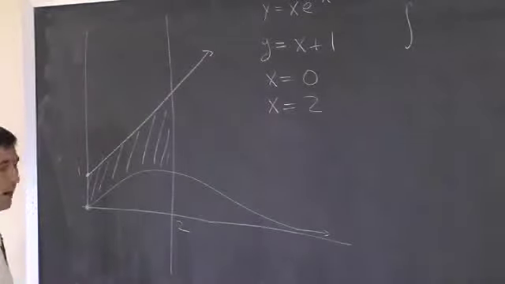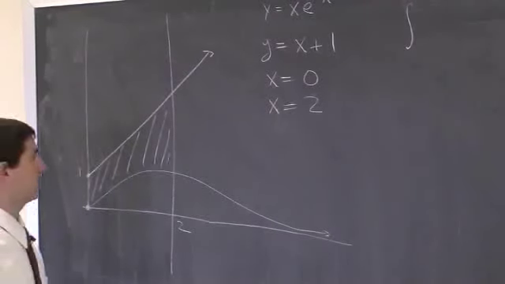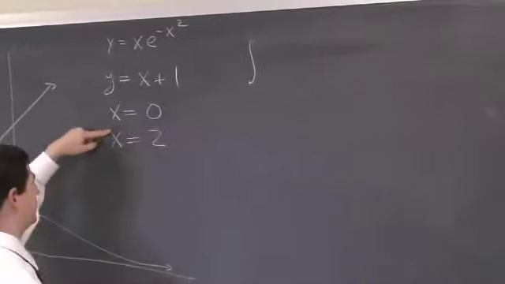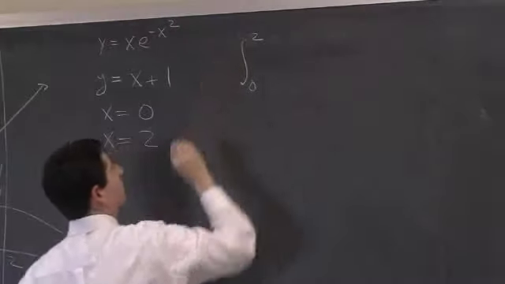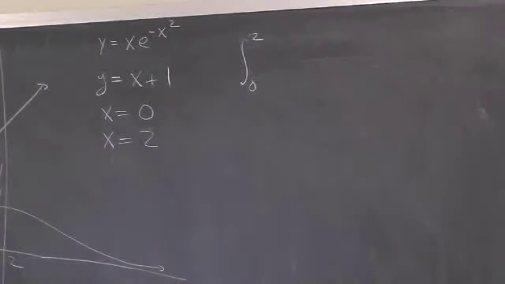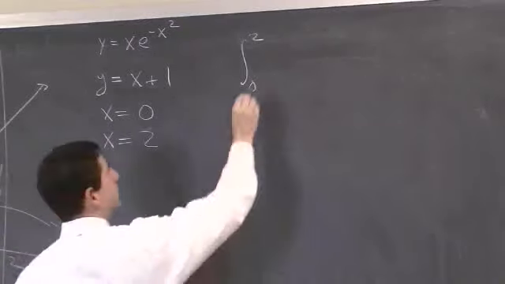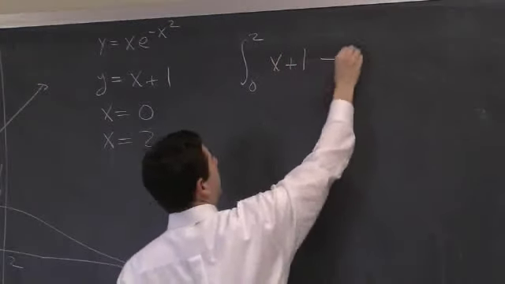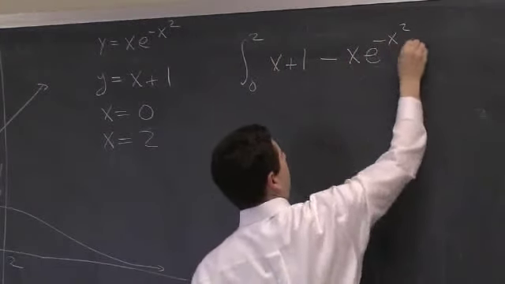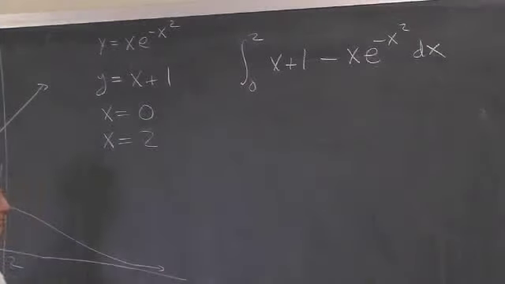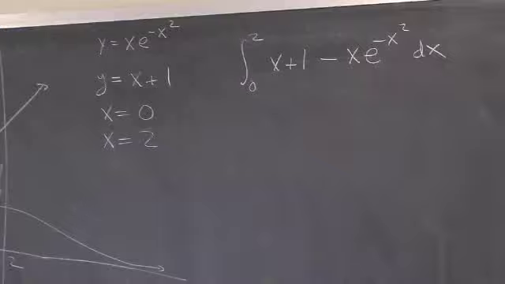If I want the area, I just set up the integral. It's going to go from x equals 0 to x equals 2. Now, if I want to know who comes first, I've got to find out who's on top. So who's on top? Right, x plus 1 minus xe to the minus x squared dx. Now you get to integrate.